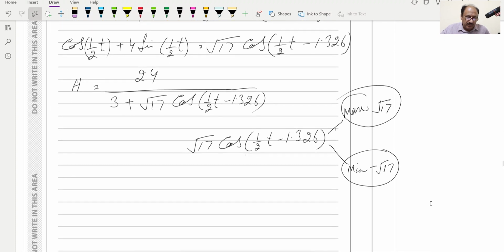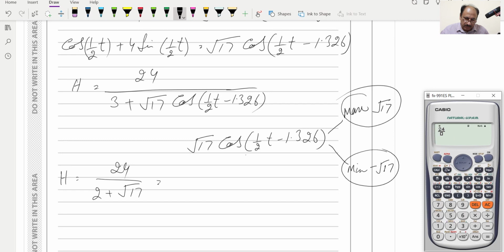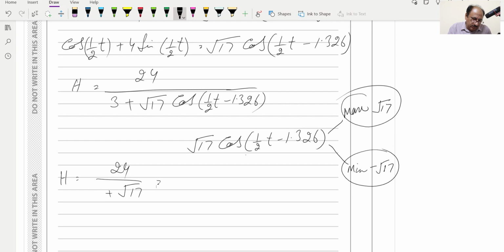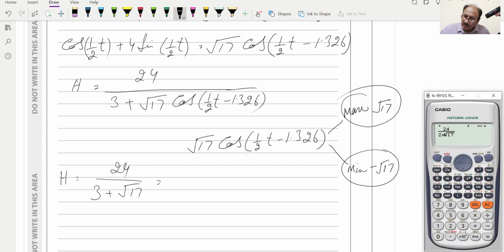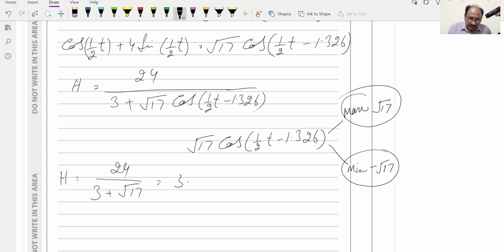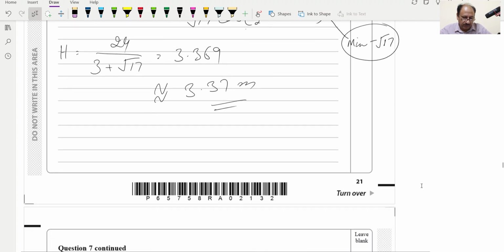So if we need the maximum value, h will be equal to 24 over 3 plus root 17. Basically it's not 2, it should be 3 over here, I made a mistake. So this is equal to 3.369, and up to 3 significant figures it will be 3.37, and this will be in meters. Height is in meters. Hopefully you got this.